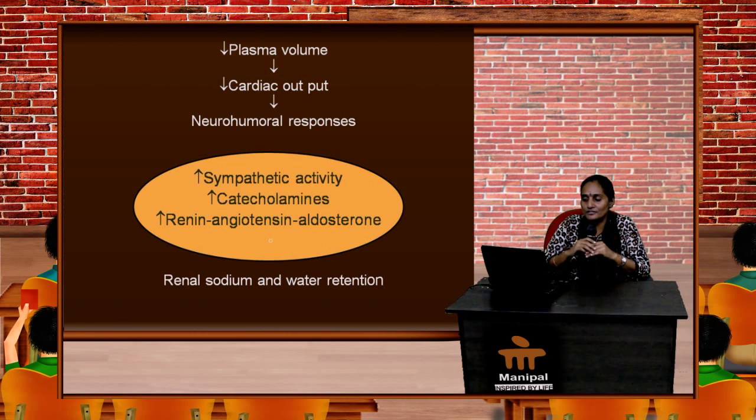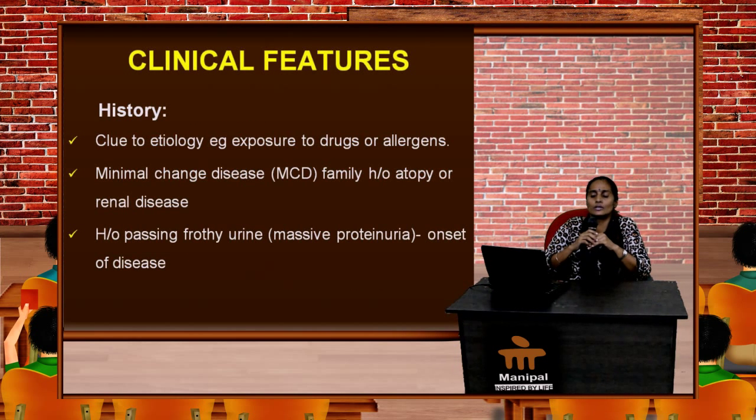Let's come to the clinical features. We always get a clue in the history, and we do look for family history of atopy or renal disease, and we also have to look for a classical history of passing frothy urine, which always suggests massive proteinuria.